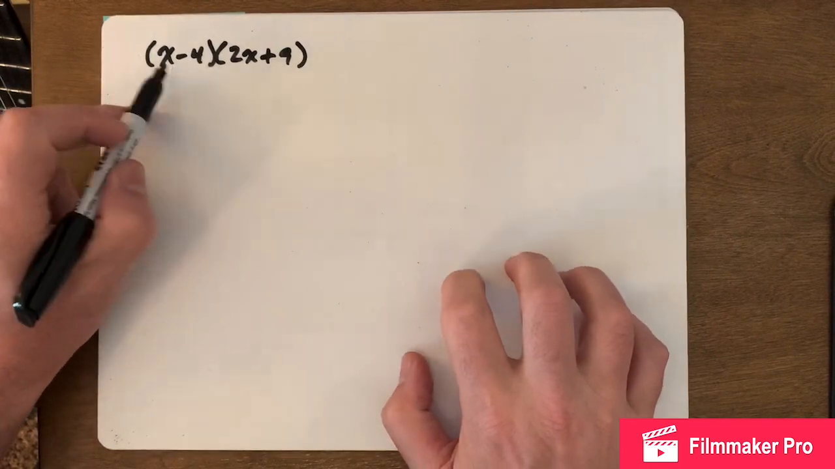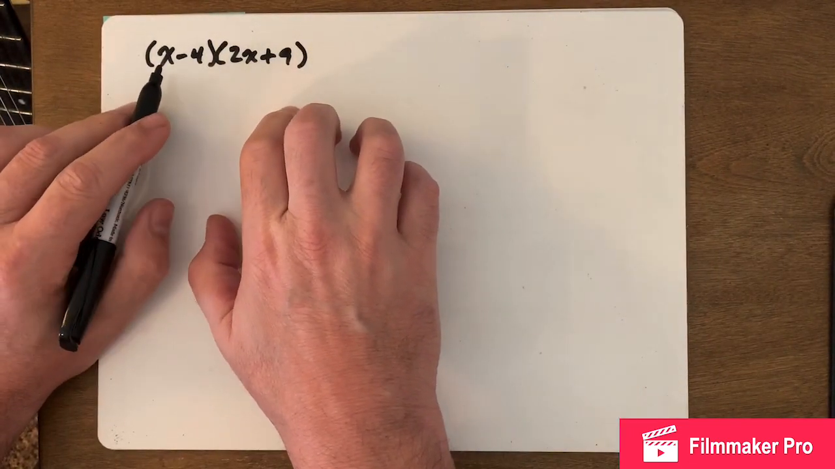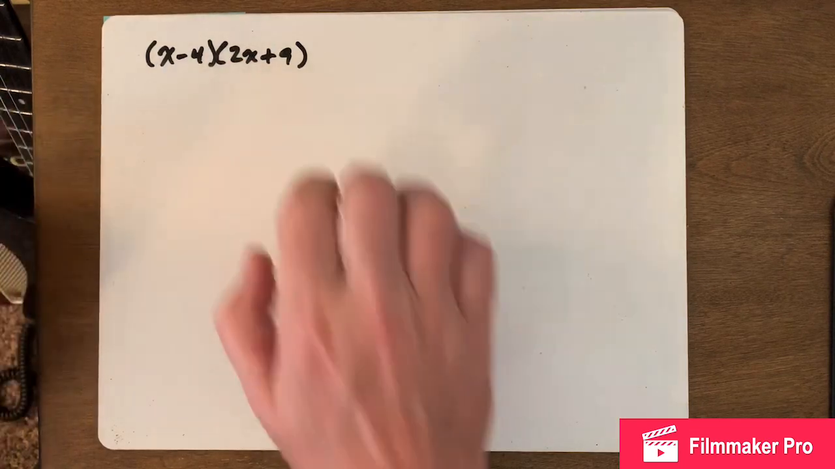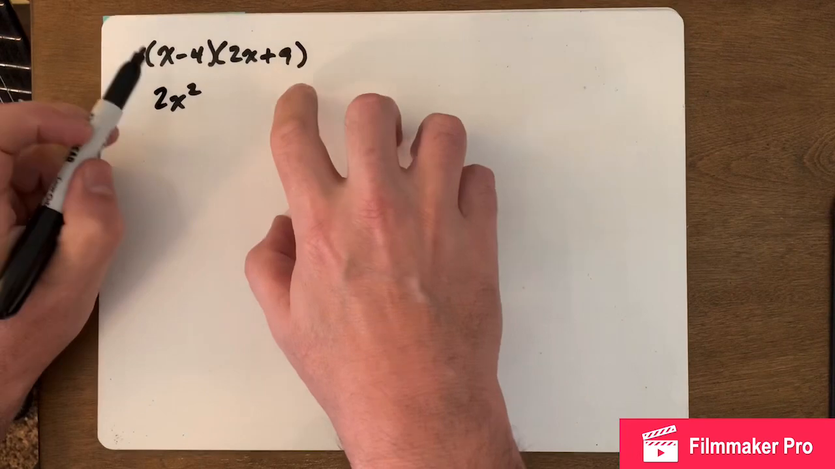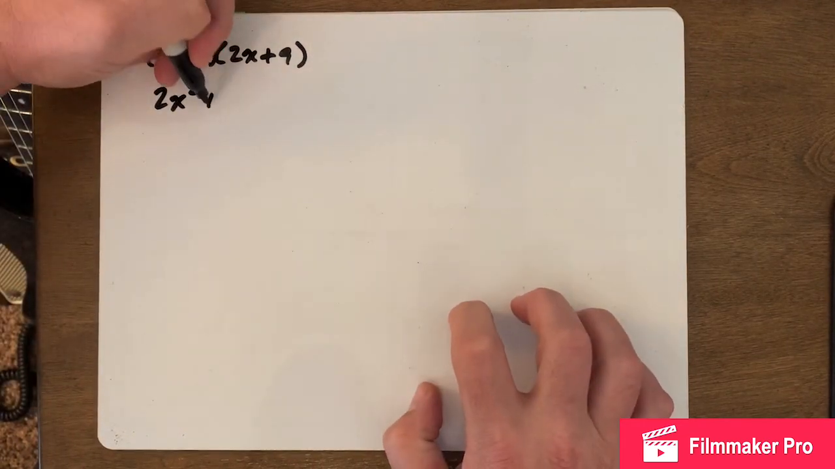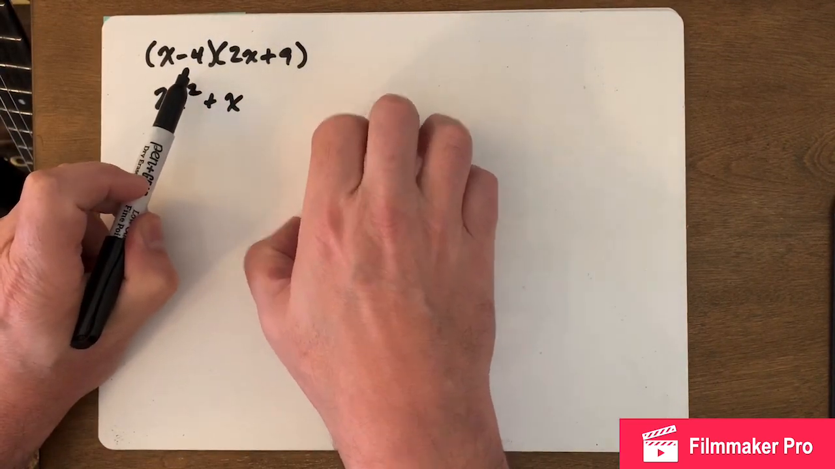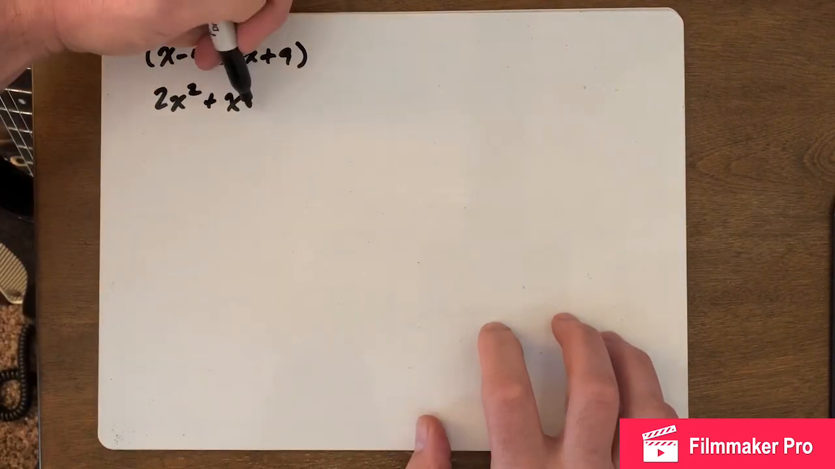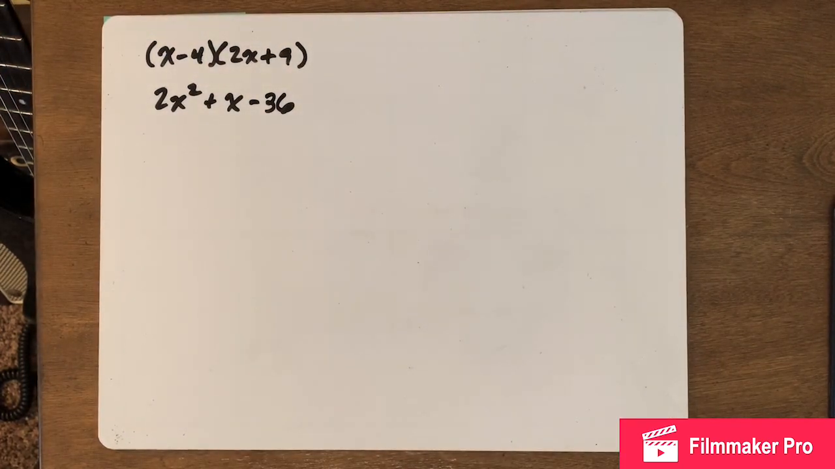If you multiply this out using either FOIL or distributive property or the box method, you get 2x squared. You get a 9x and a negative 8x. Well, that would give you a 1x in the middle. Okay, then you've got 9 times 4, which is going to be negative 36. Okay, so there's our quadratic expression.